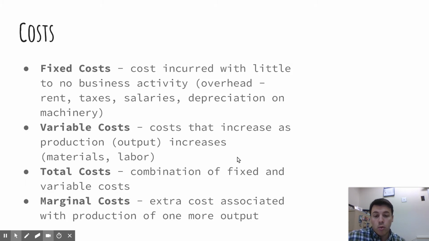So as you add more materials to produce the goods you're producing, or you hire new workers to produce more output, that's going to increase your costs as you go. And you combine those together for the variable costs. Marginal costs are simply looking at the additional cost that's associated with making one more unit of output.